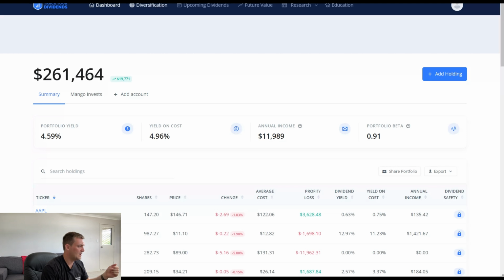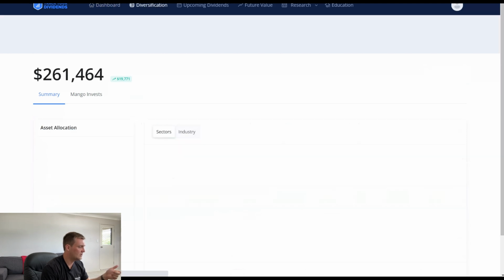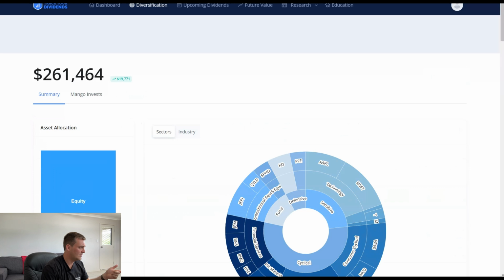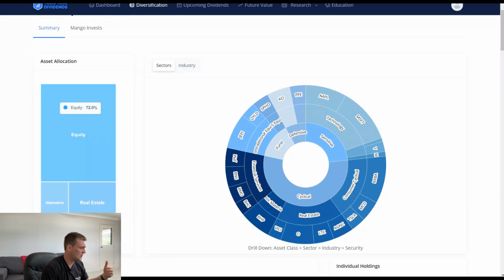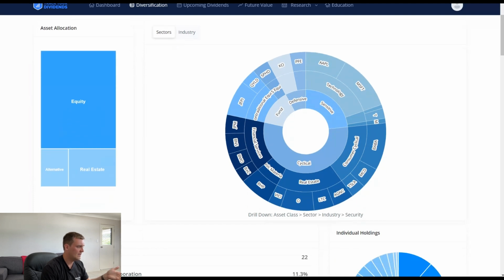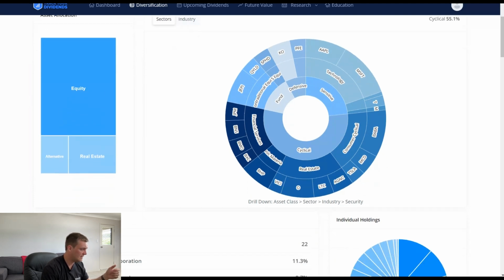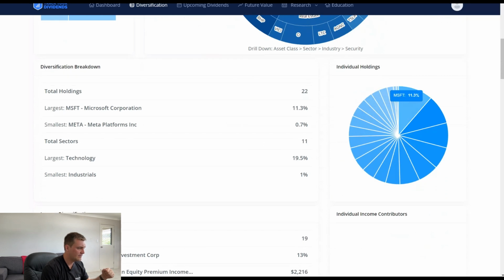But the next one we'll click over to is diversification. So this tells you how much equity you've got, all the alternative stocks and the real estate stocks that you have, and then sector breakdown, industry breakdown, your individual holdings. So for me, Microsoft is 11.3% of my portfolio. Next is Alibaba being 9.6%, and Apple, and so on and so forth. And it's got all your holdings there in percentage values, which is pretty cool.